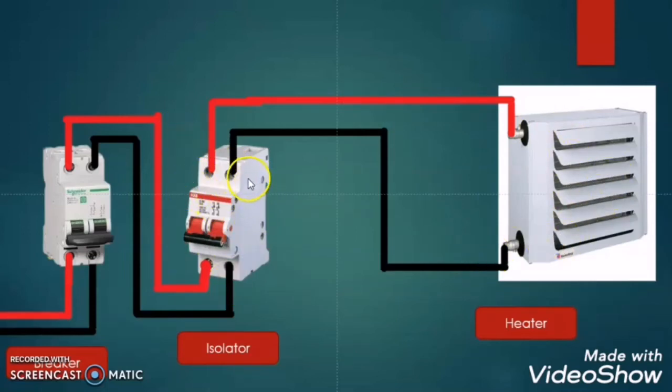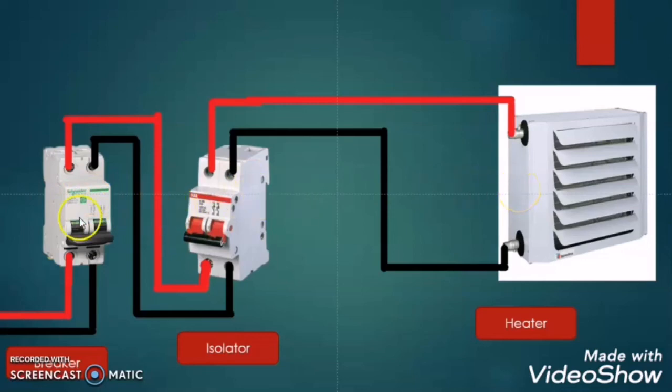Here you may have one question, why are we using an isolator here? Directly we can use the circuit breaker in order to turn on and turn off the load. There is no need of an isolator. But no, you are wrong. There is a need of an isolator. Why? This isolator will be close to the load, but this circuit breaker may be very far from the load.